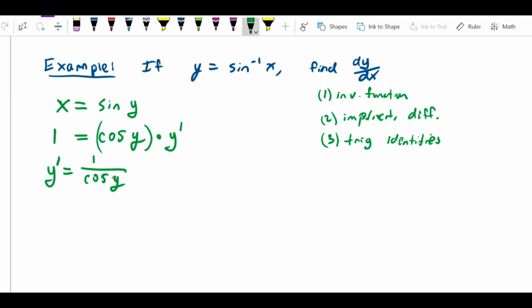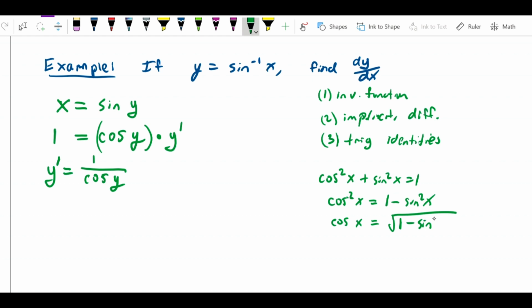Now, cosine y, there's an identity that I've mentioned is very important, which is cosine squared x plus sine squared x equals 1. That means that cosine squared x is equal to 1 minus sine squared x, and that cosine x is equal to the square root of 1 minus sine squared x. So this is equal to 1 over the square root of 1 minus sine squared y.